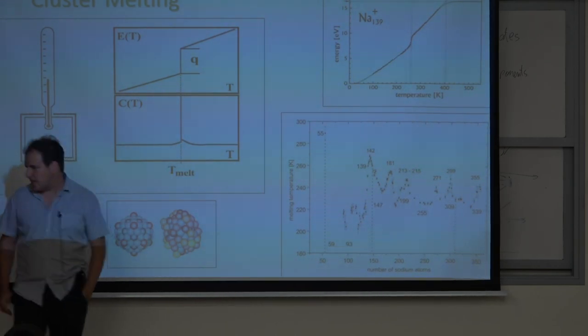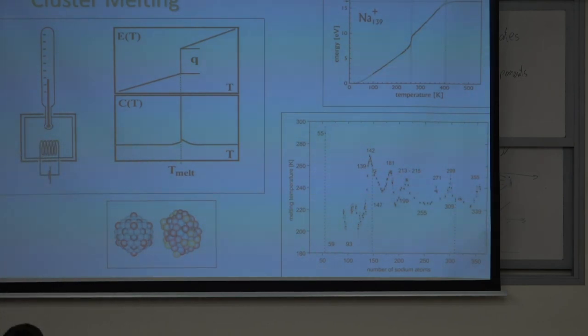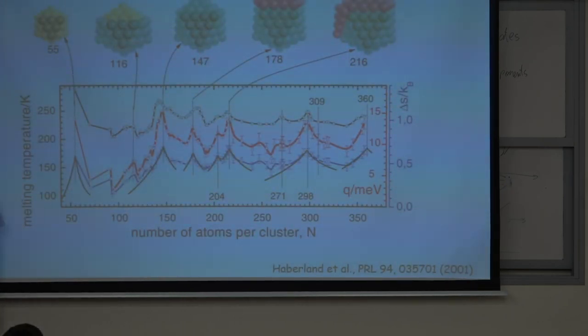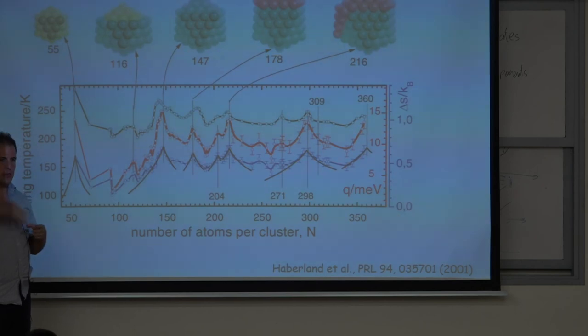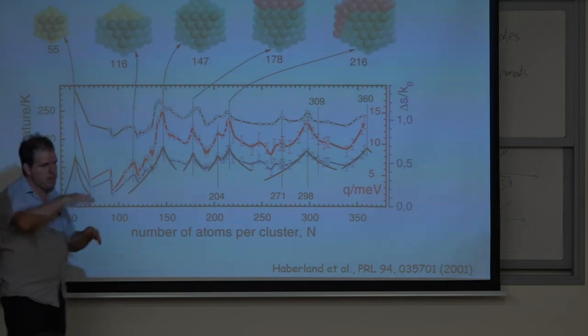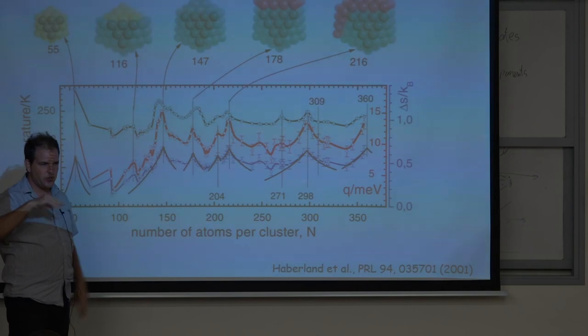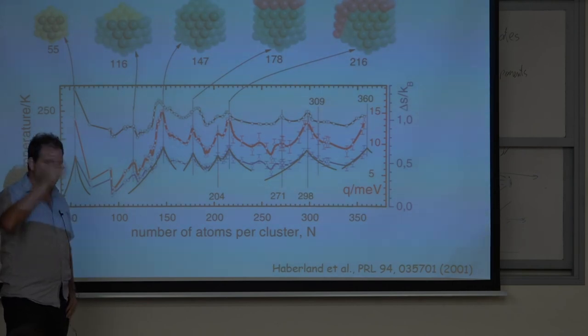So what turns out is it really has to do with the shape of the clusters. When you have a number like 55, when the cluster has a really nice shape, then first of all, it's a very stable cluster, so its melting temperature will be very high. Also, because it's so symmetric, all these barriers for melting will be at the same level because of the symmetry. So you will have a very sharply defined phase transition.